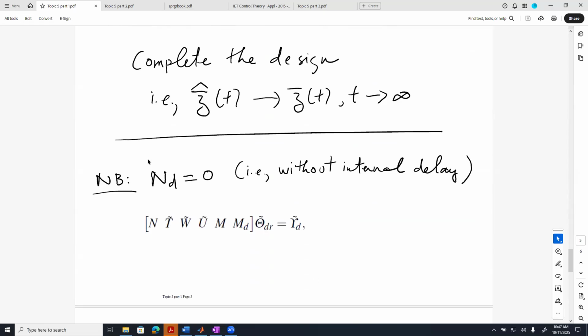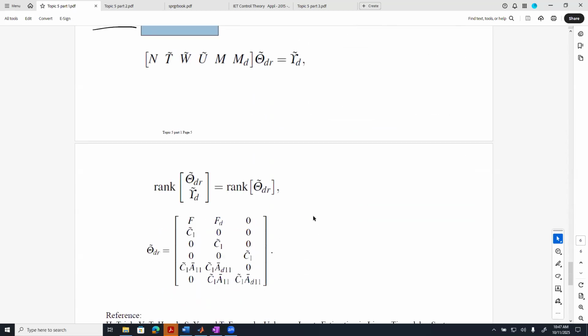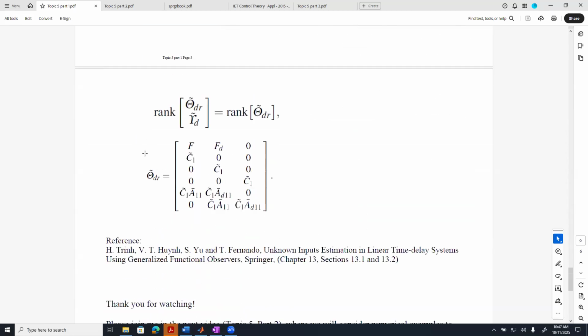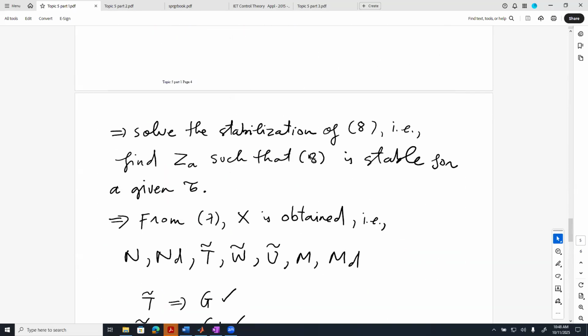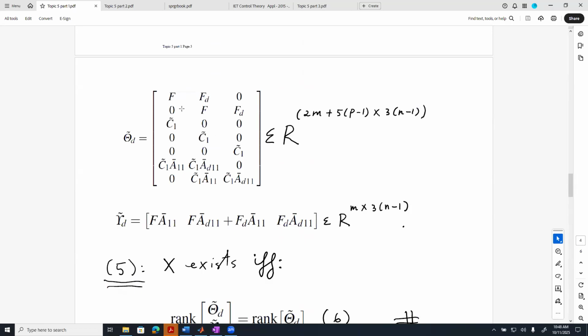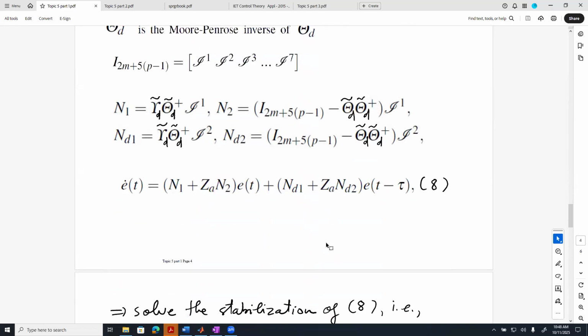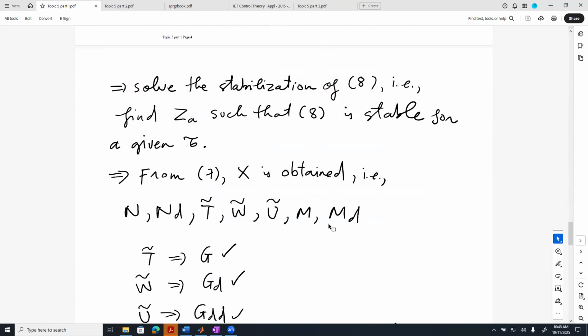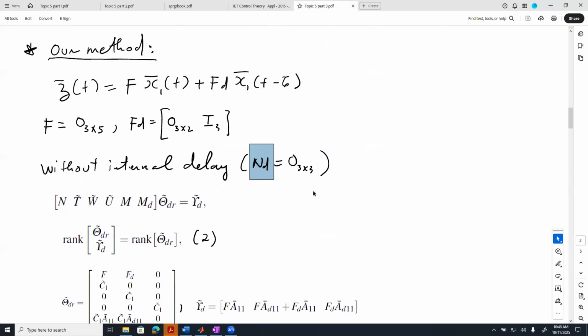And for the case when we want a similar structure without internal delay, we have a condition where this matrix here has fewer rows than the previous matrix. The previous matrix has this block row in here, and if we don't want internal delay, we remove that. So that gives us a somewhat more conservative existence condition. However, if it's satisfied, then the observer that we obtain would be an observer without internal delay.